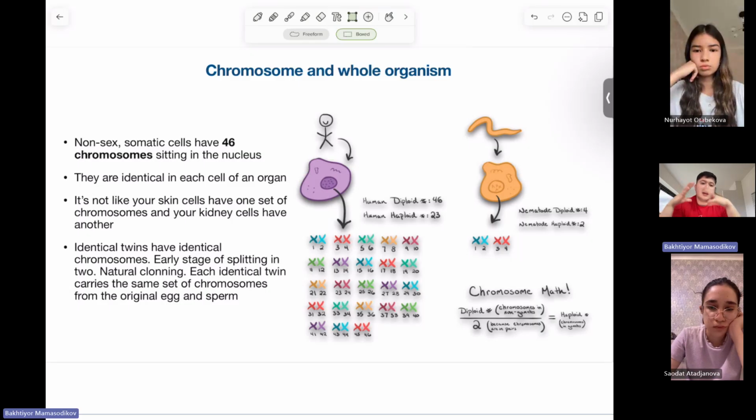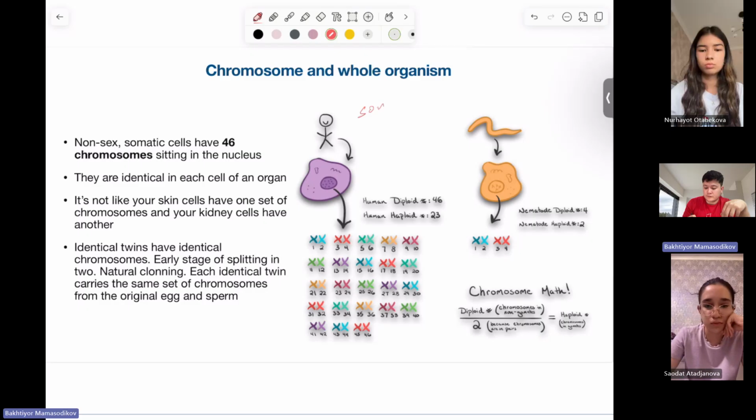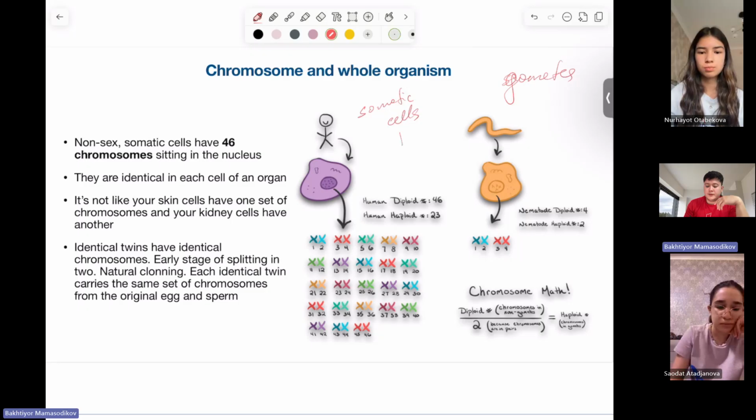So you have types of cells in your body. What types of cells do you have? You have the somatic cells. Okay, what's the meaning of somatic cells? Somatic cells, and you have the gametes. So somatic cells means non-sex cells. What's the meaning of non-sex cells? Non-sex cells have 46 chromosomes in humans, okay?